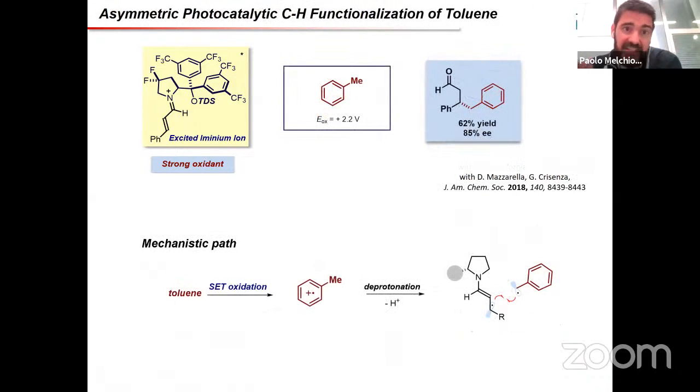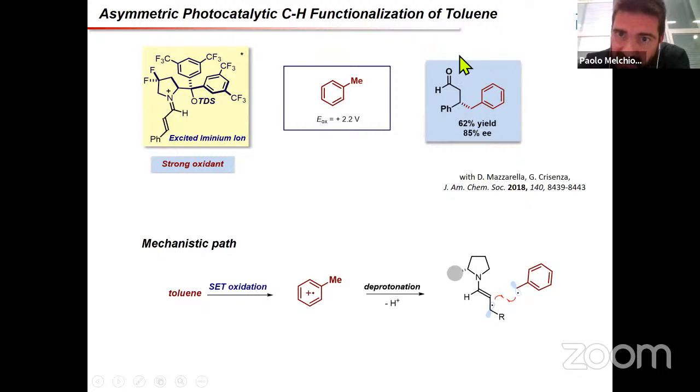I told you that the excited iminium ion is really a strong oxidant. We can also activate toluene. Now, toluene is a solvent. In principle, it should be inert. But here, the excitation of the iminium ion can really drive the oxidation of toluene, leading to this radical cation, which magnifies the acidity of this benzylic proton. Upon deprotonation, we have the formation of this radical-radical coupling.